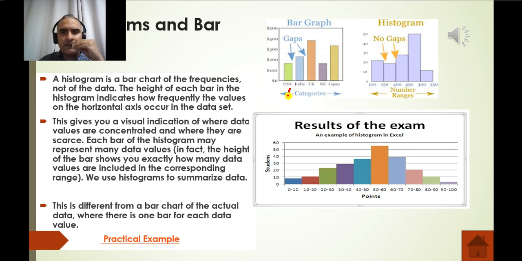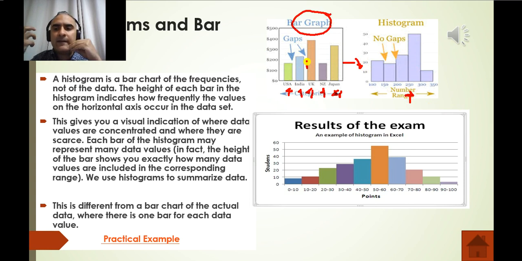Look at this one. Here we have USA, India, UK, New Zealand, Japan. Those are categories. That is a bar chart. When we see number ranges or numbers on the bottom and on the side, that means it's a histogram. Here it says that if there are gaps, that's a bar graph, and the histogram has no gaps. Sometimes some bar charts have no spaces as well, depending on how they are displayed, so that's not a good indicator. What is a good indicator is having numbers here and numbers here. Like I said, when we're looking at the bar chart, we're looking at individuals.